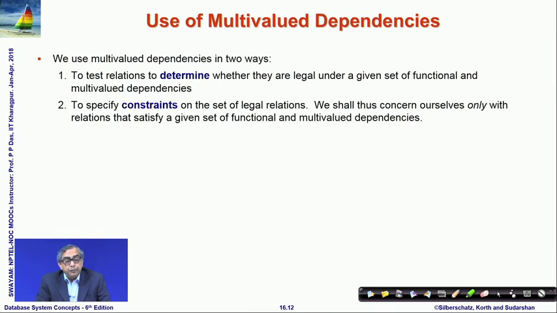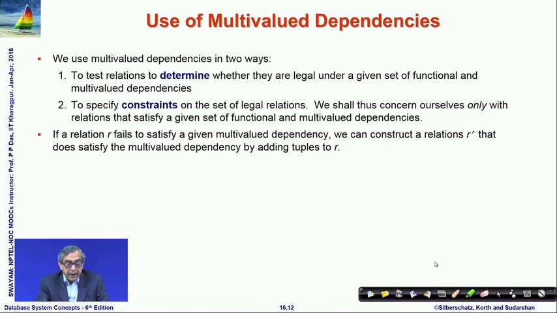So, we can make use of multi-valued dependency to specify further constraints to remove redundancies and define what is legal in a relation. And if a relation fails to satisfy a given multi-valued dependency, then we can construct a relation R primed that does satisfy the multi-valued dependency by adding tuples to R. Right?